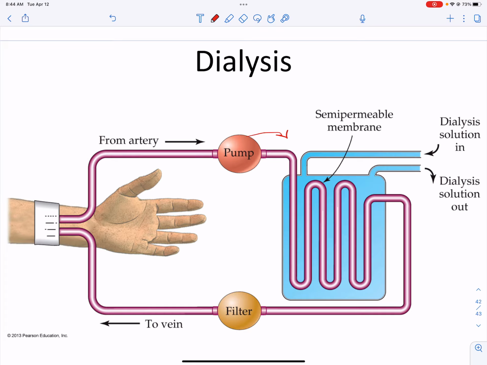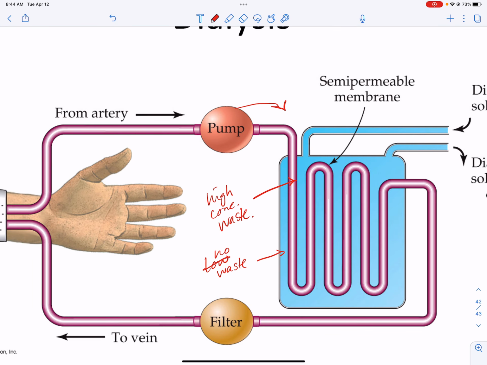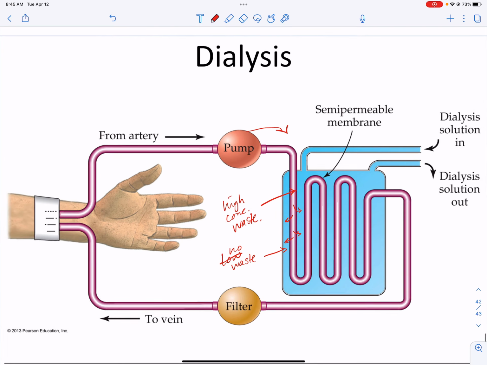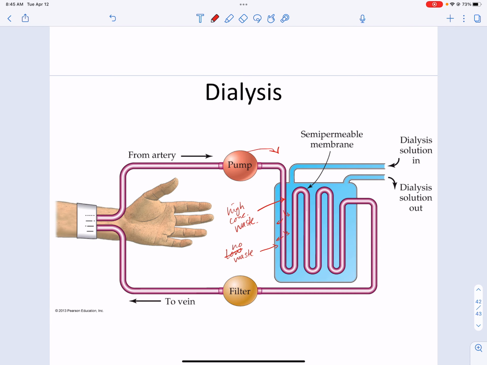Okay, so in this blood we have a high concentration of waste. And in the dialysis solution, which is the blue here, we have low, or I should say no waste. Okay, so that waste in our blood is going to be filtered out of the blood into the dialysis solution, and then we filter it back into the body.